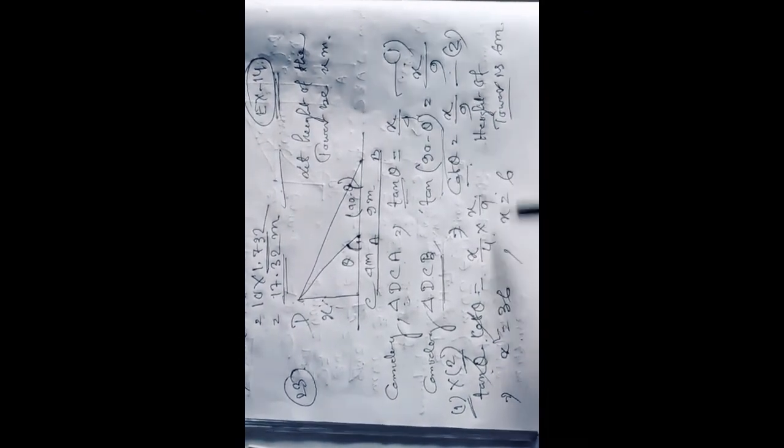Now obviously cot theta is equal to x by 9. This is equation number 1, this is equation number 2. Now multiplying 1 by 2, we get tan theta into cot theta, since tan(90 minus theta) means cot theta, equal to x by 4 into x by 9. So x square is equal to 36, that means x equals 6.